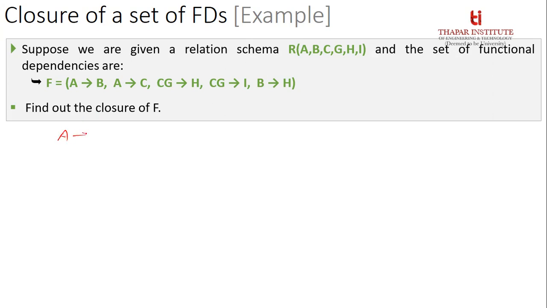देखो, A tends to B दिया हुआ है हमारे पास, A tends to C दिया हुआ है, CG tends to H दिया हुआ है, CG tends to I दिया हुआ है, P tends to H दिया हुआ है. Then what will be the additional functionality? एडिशनल क्या होगा? क्या आएगा बताओ. जो इसमें ना हो वो बता दो.